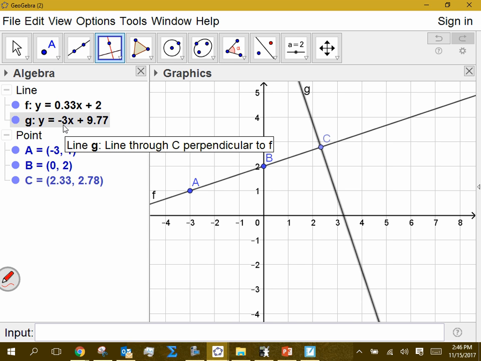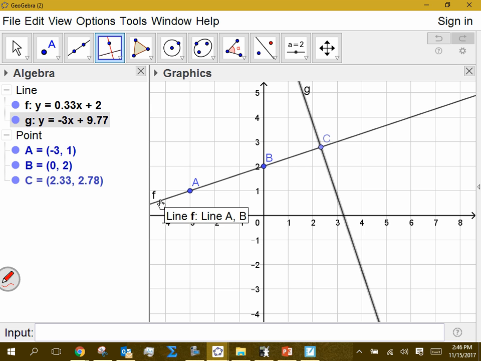But one of those is positive, one's negative, right? Okay. And think about this. The slope of this line F here is going from the lower left to the upper right, so it's a positive slope. Well, you can't have anything that is perpendicular to that also be a positive slope. It's just not going to work out. Okay, geometrically it doesn't make sense.